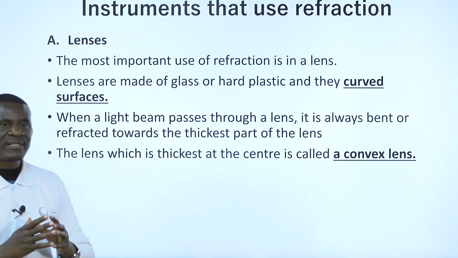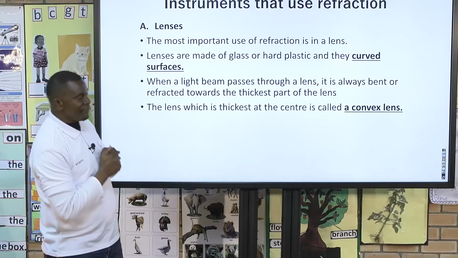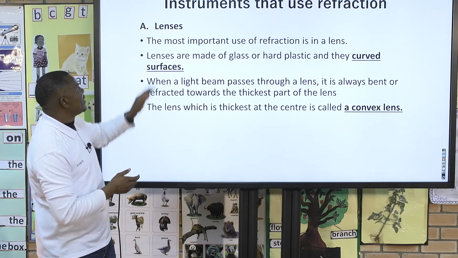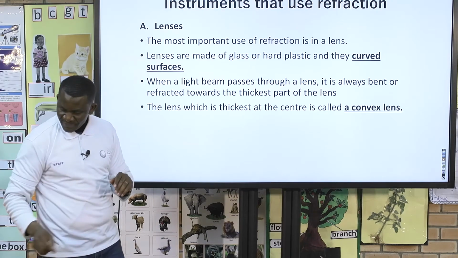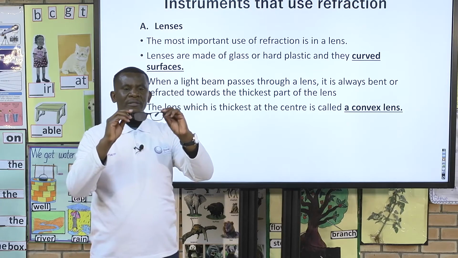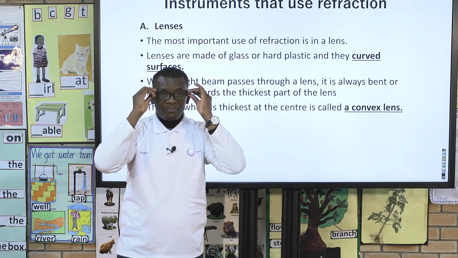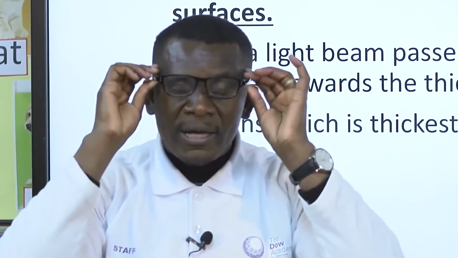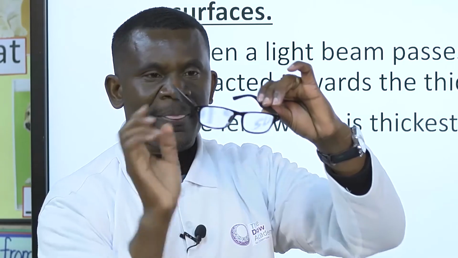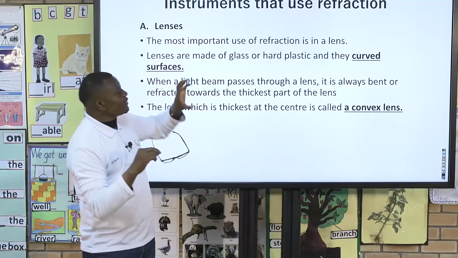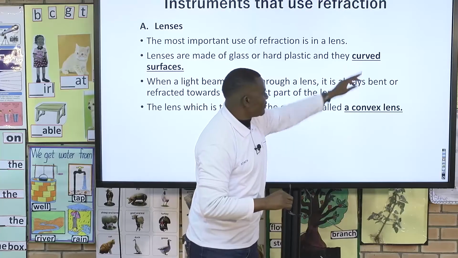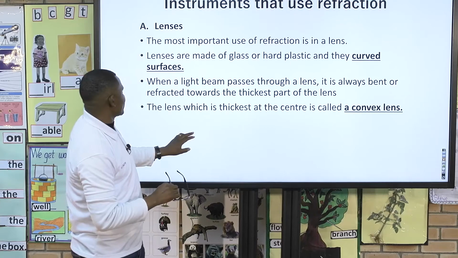We have instruments that use diffraction. Instruments that use diffractions. We have got the lenses. With me here, I've got glasses. These glasses I can put on, and they are using a lens. This is a lens, okay? Now, there are two types of lenses. There is a concave and a convex. Concave and a convex lens.